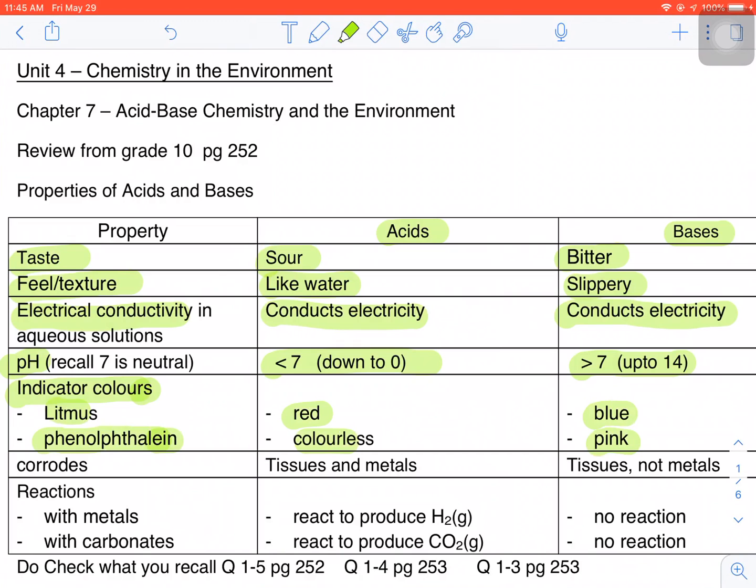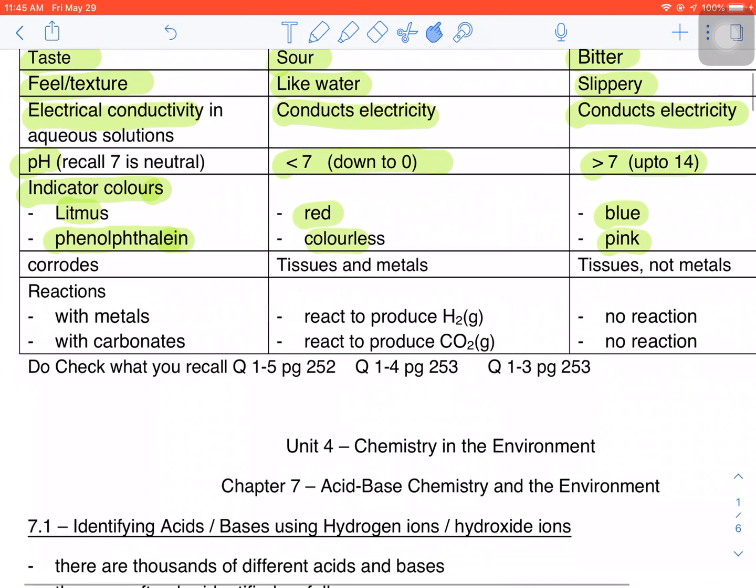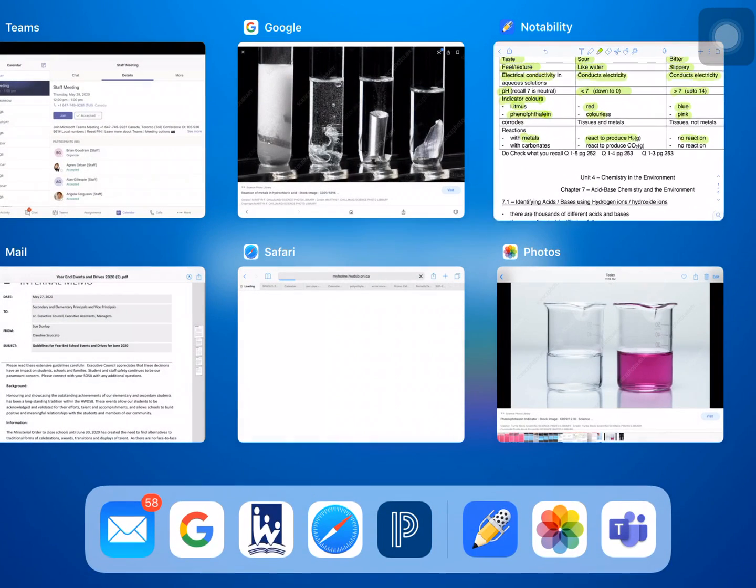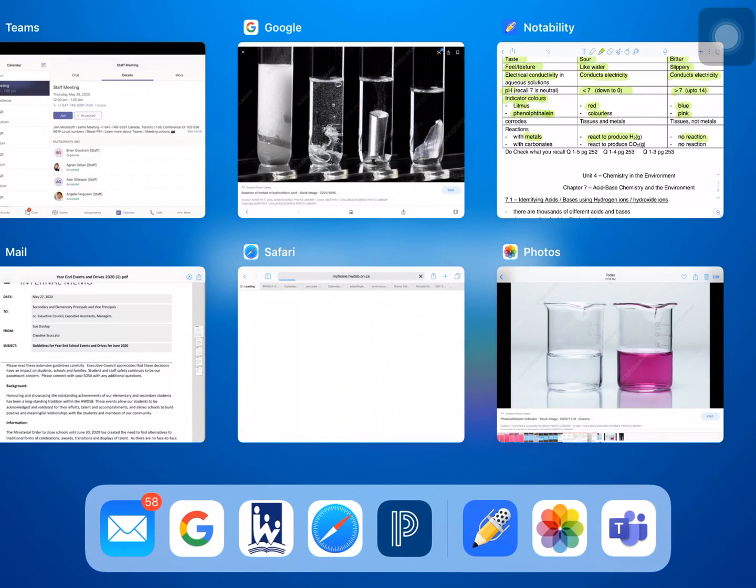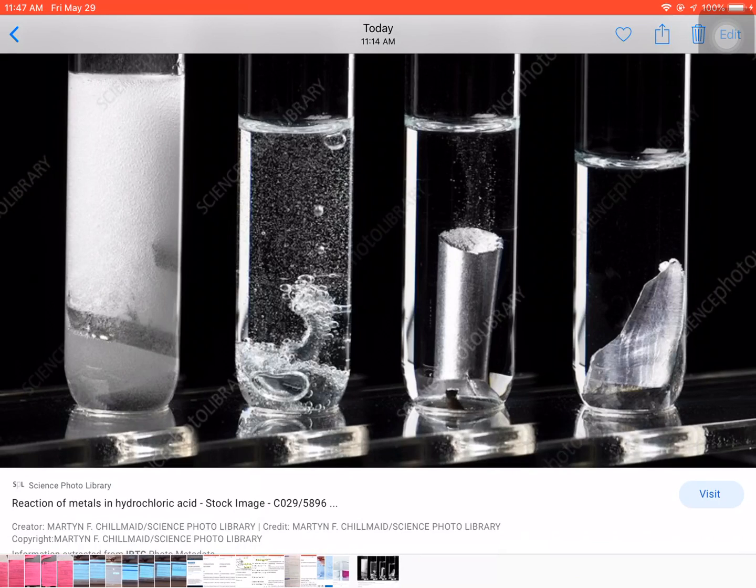Now, when I look at some of the chemical properties of acids and bases, I know that if I add an acid to a metal, it will react with the metal to produce bubbles of hydrogen gas. If I add a metal to a base, nothing happens. So I can see here in the test tube on the left, I've added one acid, which is very reactive, one metal, which is very reactive with the acid. You can see it bubbling away like crazy.